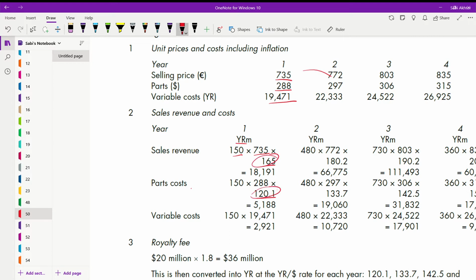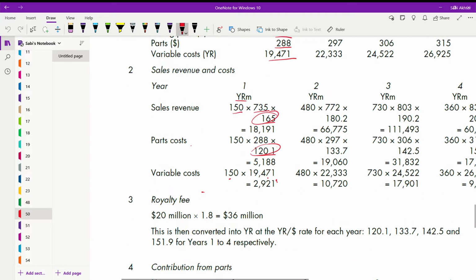Be careful. Here you don't have to convert at all. Here, if you see variable cost, no currency is there. It is unit cost into volume. Why? Because it is already in the required currency. So you don't have to convert variable cost. Sometimes you don't have to. You can use it as it is.